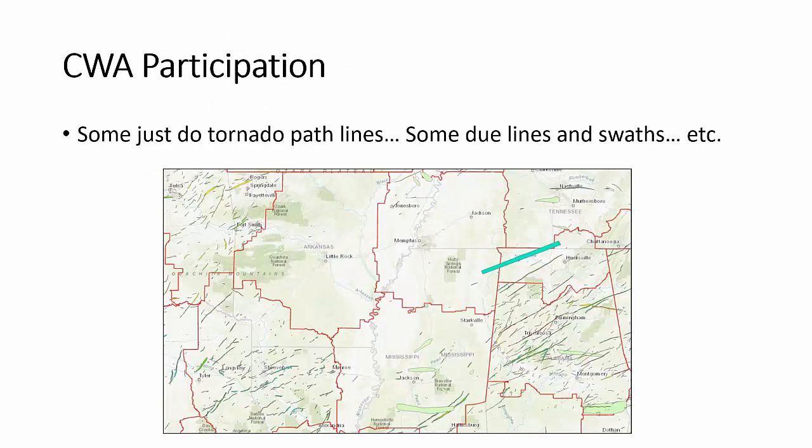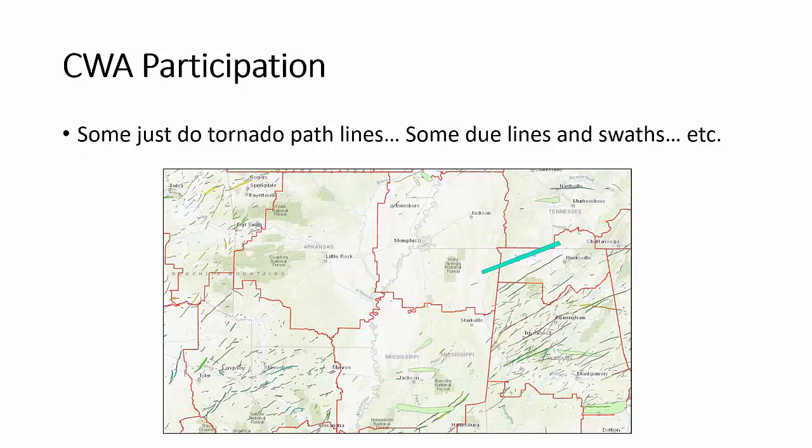The first one is CWA and WFO participation. It really varies. You can see that the CWAs are overlaid here. This might be due to time restrictions. It might be due to differences in skill sets. Might be just literally staffing issues. But the idea is that we have big differences in who participates and how well and how much time is spent to get these swaths into the actual DAT.